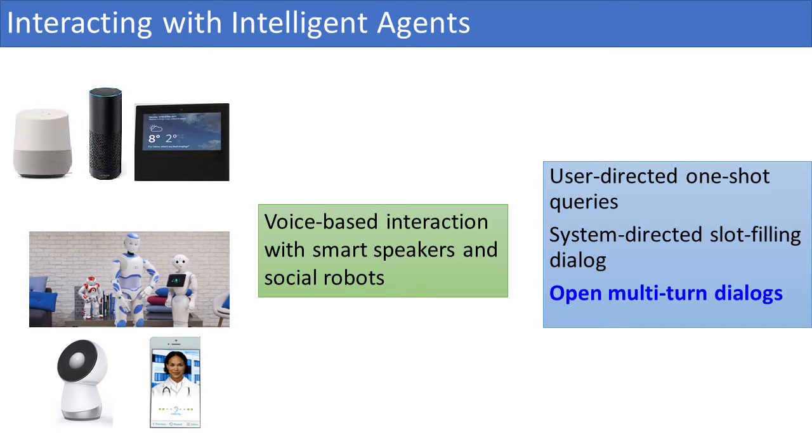Well, then we can interact with intelligent agents, such as the smart speakers that we have in the home, or with social robots. And there again, we have the same sorts of queries. But what might be in the future, again, is what we call open multi-turn dialogues. And these are dialogues that actually take much longer, will be mixed initiative. And in fact, tomorrow I'm giving a talk about that, about modeling conversation.